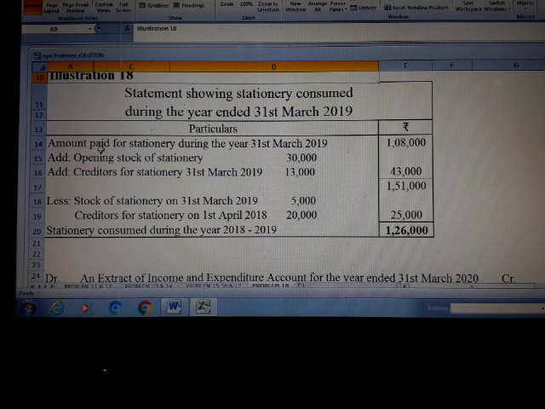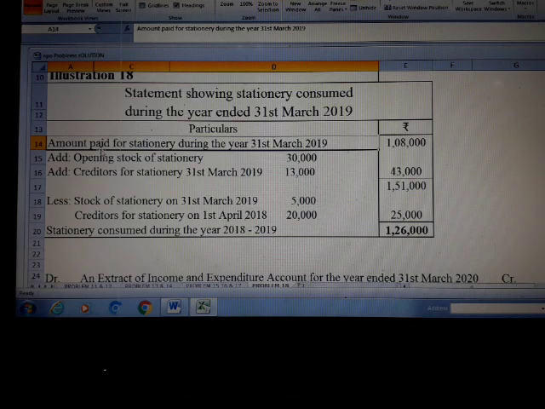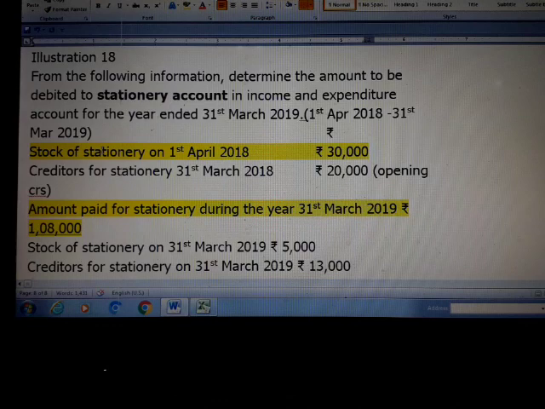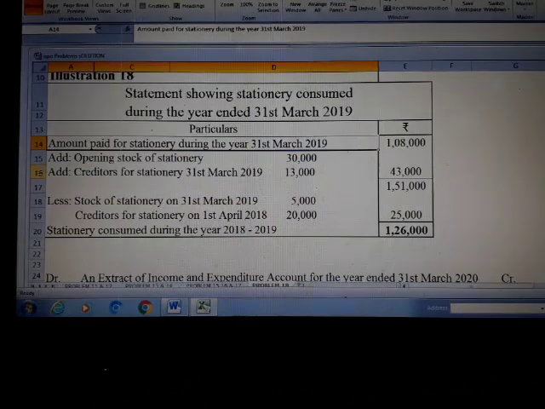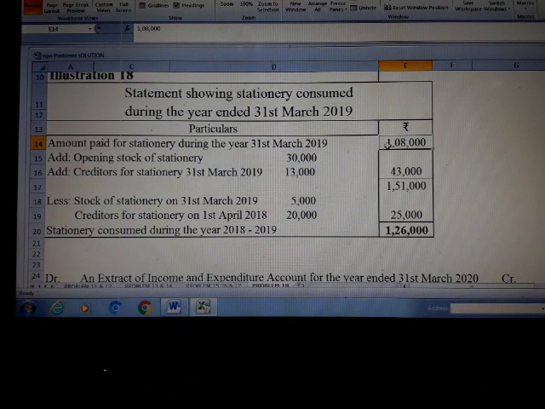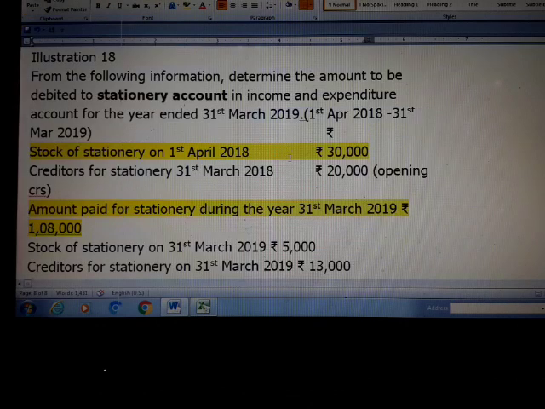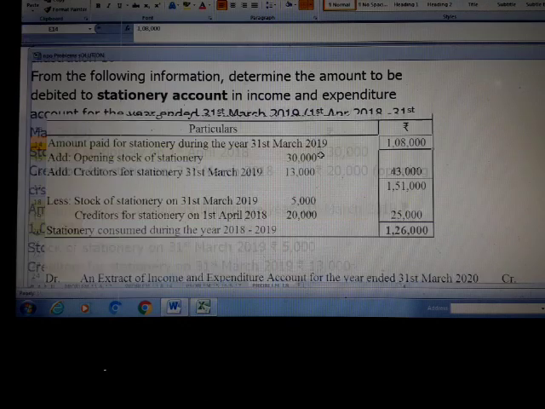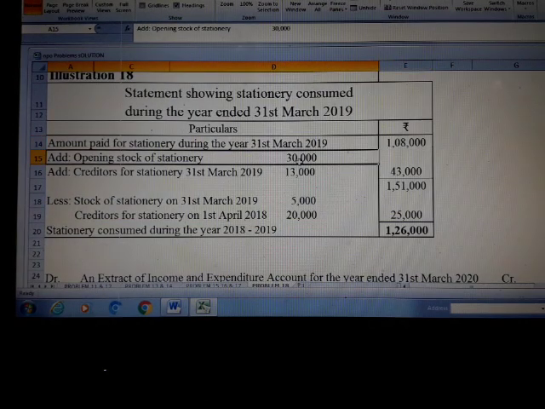So amount paid for stationery during the year is nothing but the purchases. So amount paid during the year is how much? It is nothing but 1,08,000. So the amount of rupees 1,08,000 is paid, that is purchases, taken for add. With this you are adding the opening stock of stationery which is given in the question. Stock of stationery, the opening balance is 30,000. I am taking 30,000 over here.